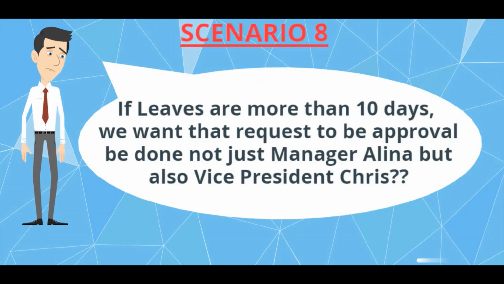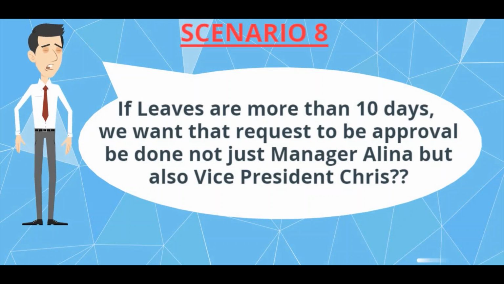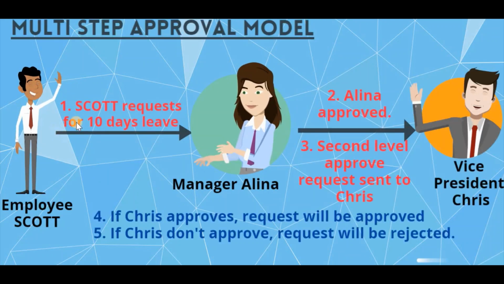Scenario 8. Let's say if we have leaves more than 10 days, we want that request to be approved by not just Elena, and it should also go to Vice President Chris. Let's say employee Scott raised a 10 days leave request to manager Elena, and let's say Elena also approves it, then it will go for second level approval to Chris. Let's say if Chris also approves, then request will be approved. If Chris doesn't approve, request will be rejected even though Alina accepted it, because it is a multi-step or multi-level approval needed. Not just one. Every user who is satisfying this criteria will have to approve it.